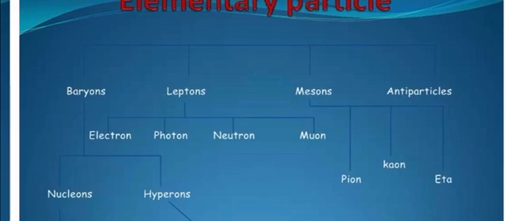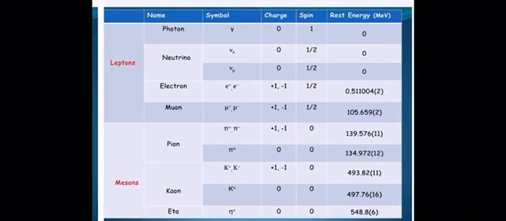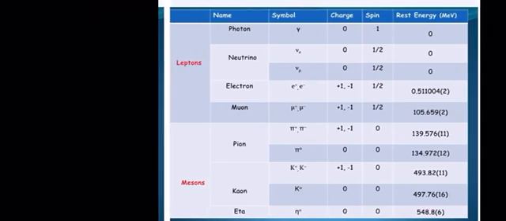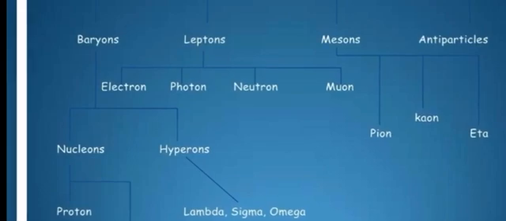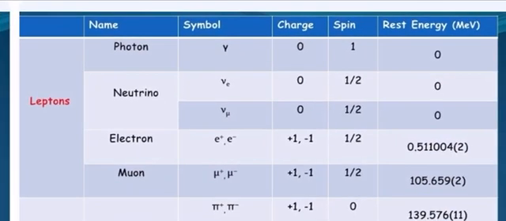So we are going to discuss each particle one by one. That means what are these particles, what is their basic structure, what is their mass, what is their charge, what is their angular momentum, and some other properties. So now let us talk about the leptons. We are talking about the electron, photon, neutrino, and muon. So first, leptons.